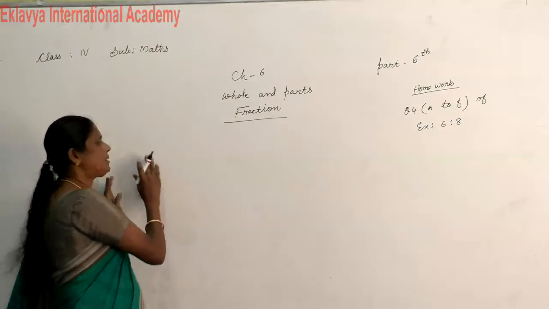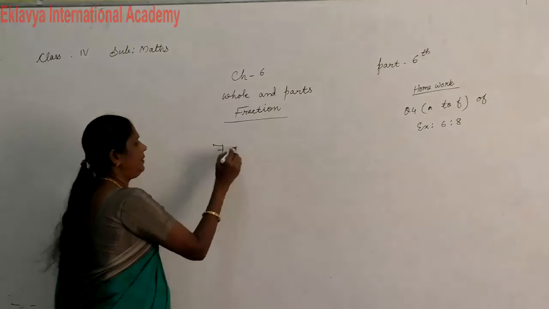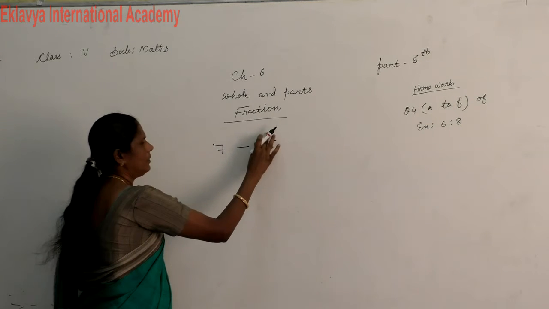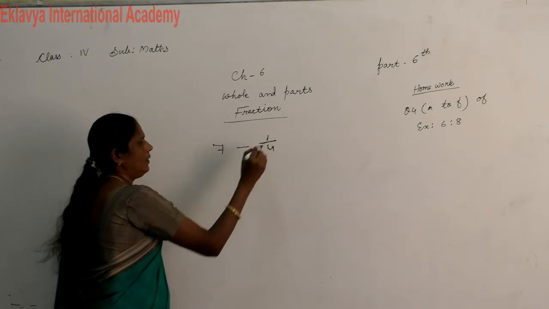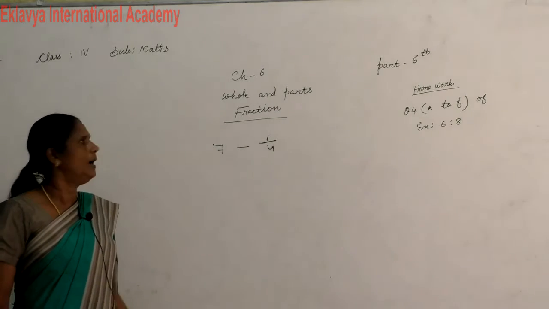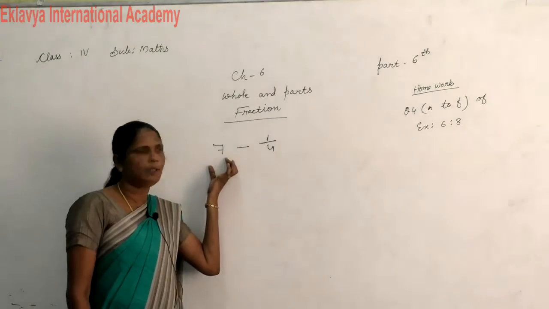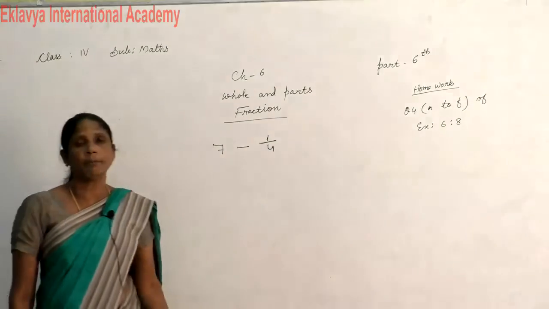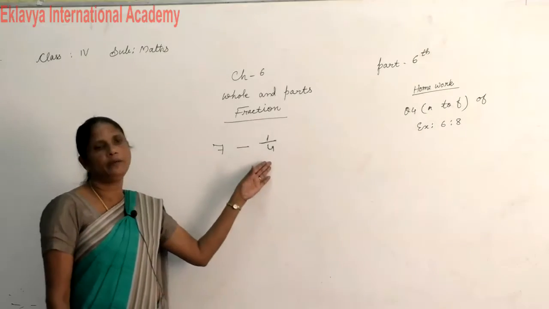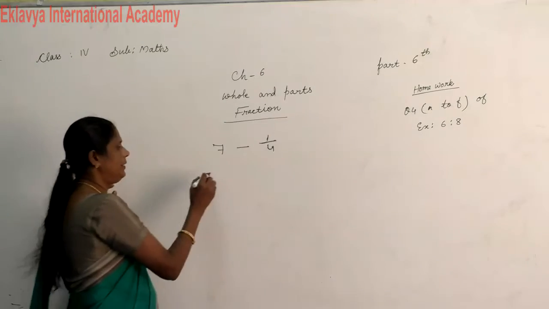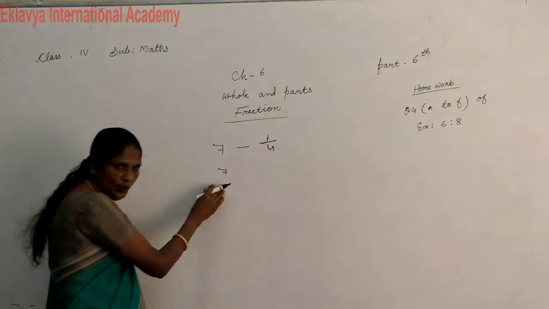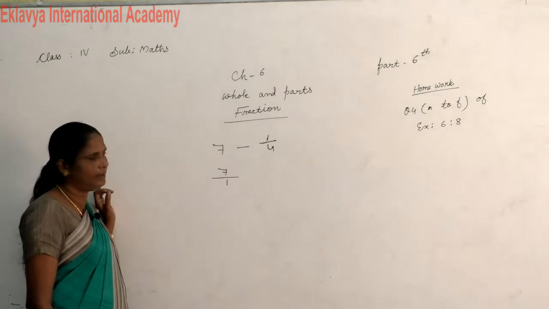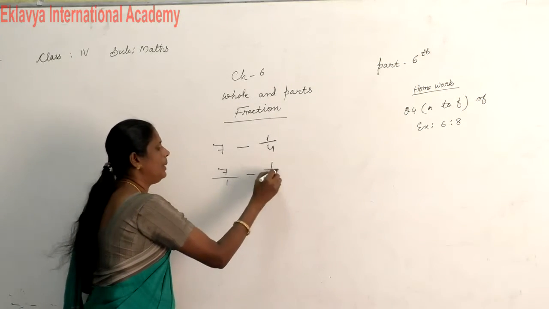First we write 7 minus 1 by 4. 7 is a whole number, and 1 by 4 is a fraction. How to subtract a whole number and a fraction? First we write 7. There is no denominator here, so you put 1. Understand it? Then minus 1 by 4.